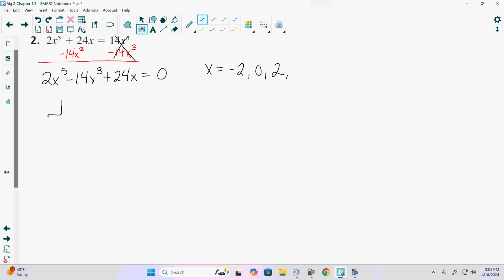Now, interestingly enough, we did see that it crossed the x-axis 2 more times, yes? So we will need to find those. We need to see what those solutions are. So we can do synthetic division.